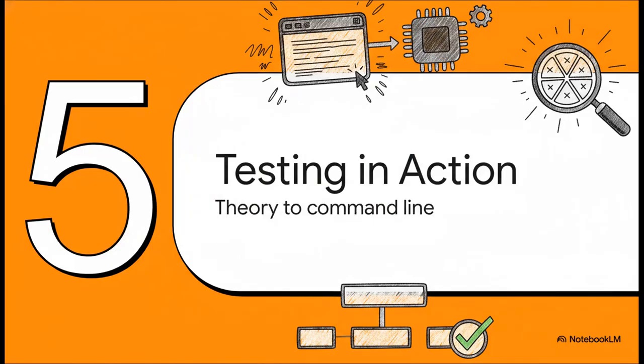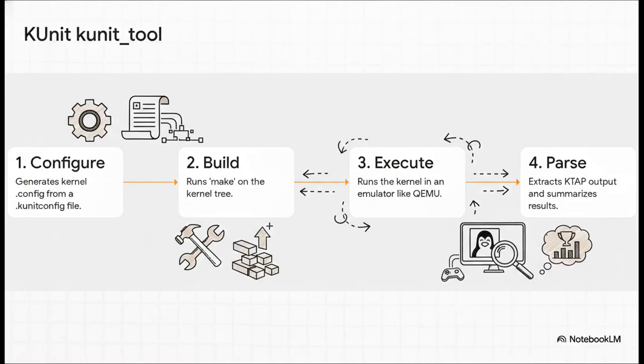Okay, so that's the theory. It all sounds great, but what does this actually look like for a developer who's typing away on their keyboard? How do they run all this stuff? Well, for KUnit, there's this fantastic script called KUnit tool that just automates the entire process. It configures the kernel with the exact tests you want, it builds the whole thing, boots it up in a little virtual machine, and then it pulls out all the results and gives you a nice, clean summary.